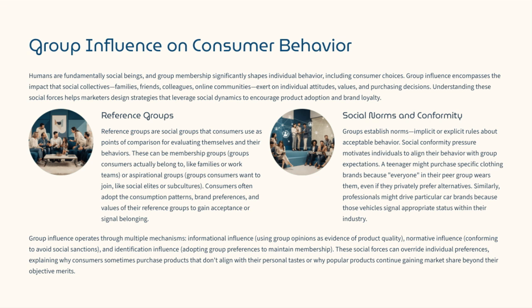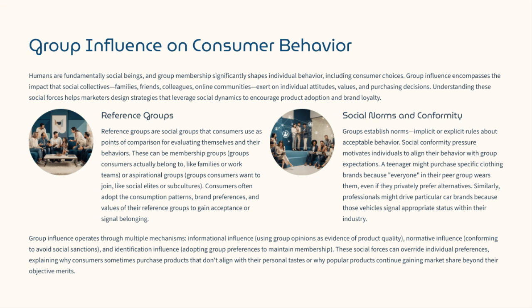Now, groups also set norms. These are the implicit or explicit rules about what's acceptable behavior. These norms create social pressure, which motivates us to align our behavior with what the group expects. For example, a teenager might choose specific clothing brands because everyone in their peer group wears them, even if they secretly prefer different styles.